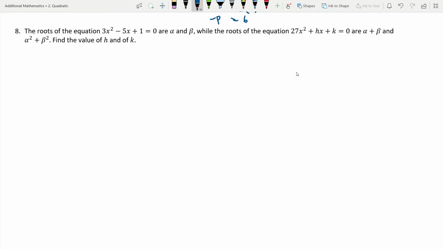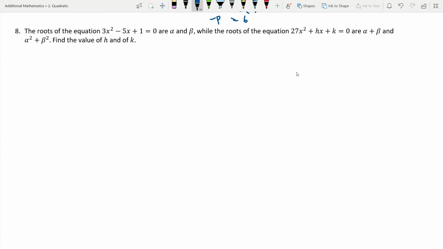Question 8. The roots of the equation 3x² - 5x + 1 = 0 are alpha and beta, while the roots of the equation 27x² + hx + k = 0 are alpha plus beta and alpha squared plus beta squared. Find the value of h and of k.